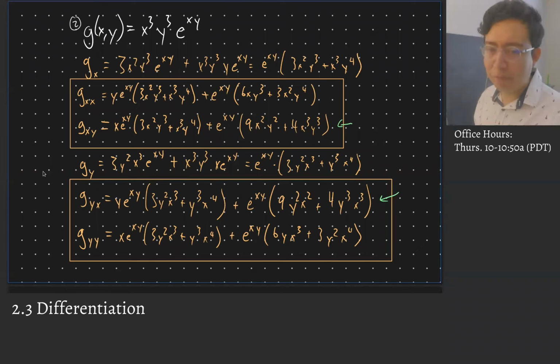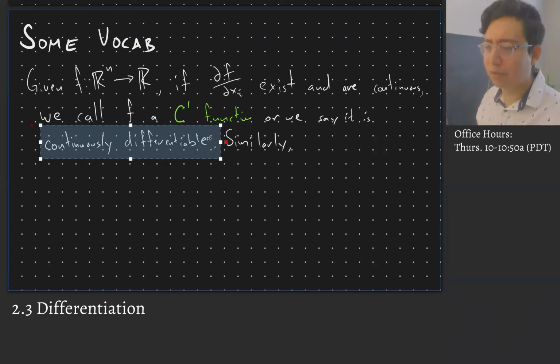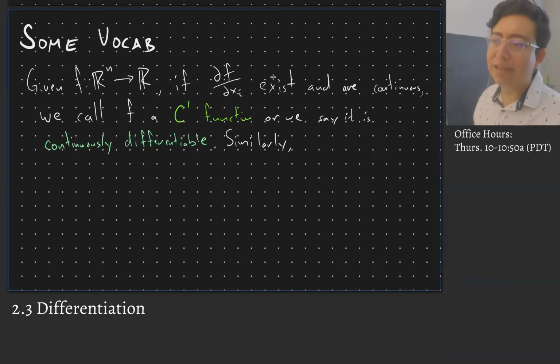Okay. But before that, I want to introduce a little bit of vocab. You might see something called continuously differentiable. It comes up in the homework, or C1, capital C with the superscript 1, C to the power of 1. And they use that to describe a type of function. And what that means is just that all of the partial derivatives exist, and they're all continuous functions themselves. And so you call it a C1 function.